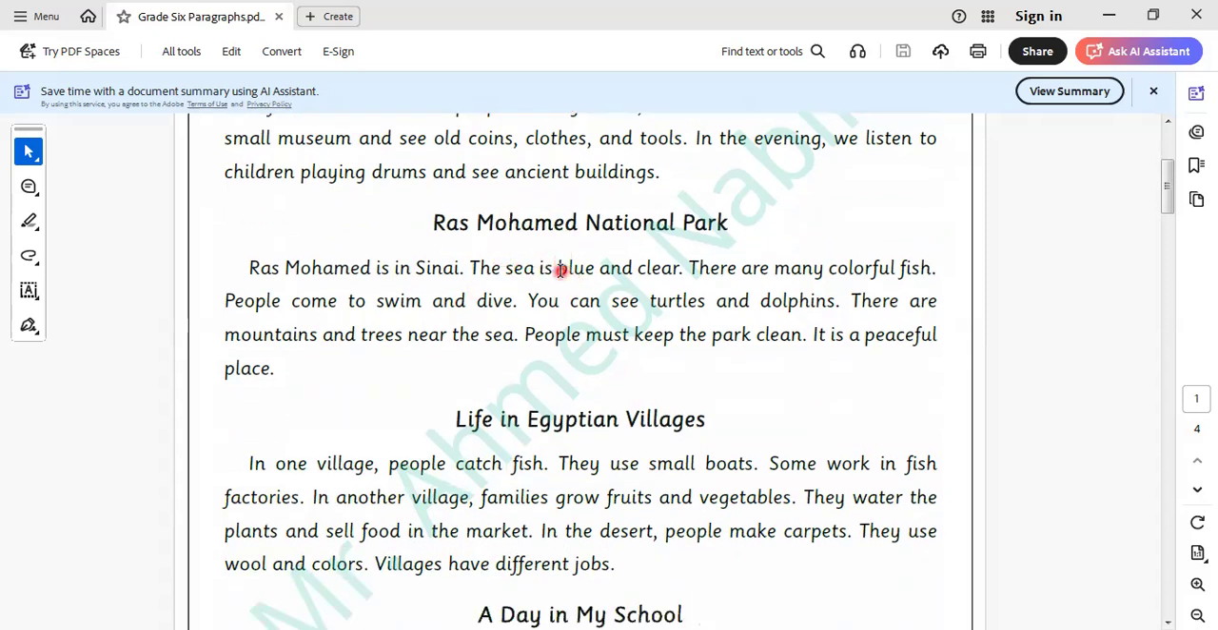This topic is about Ras Muhammad. Ras Muhammad is in Sinai. So here I describe the location or the place of Ras Muhammad. The sea is blue and clear. There are many colorful fish. People come to swim and dive. You can see turtles and dolphins. There are mountains and trees near the sea. People must keep the place clean.